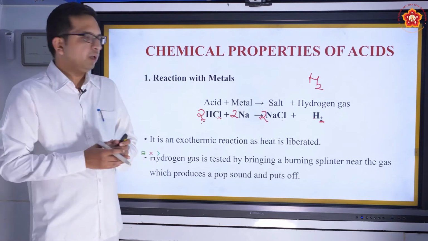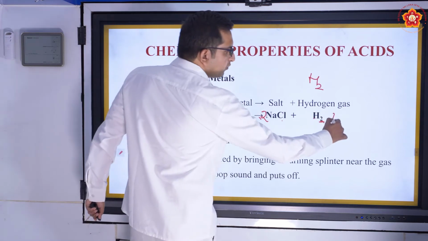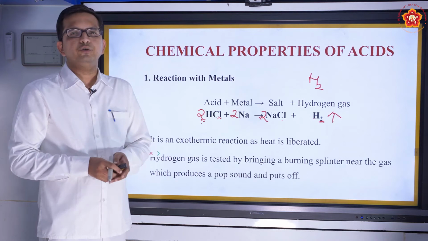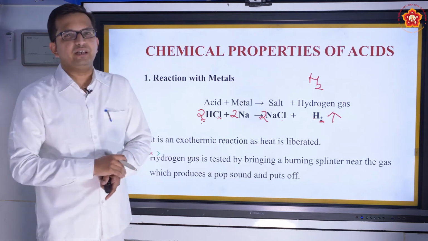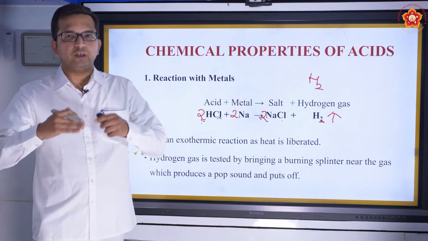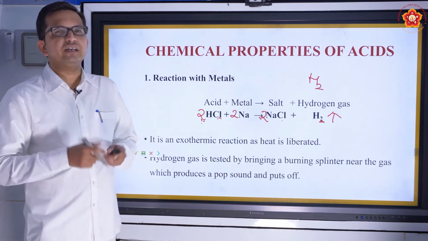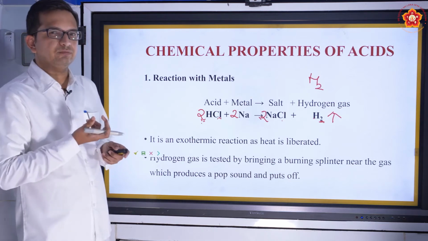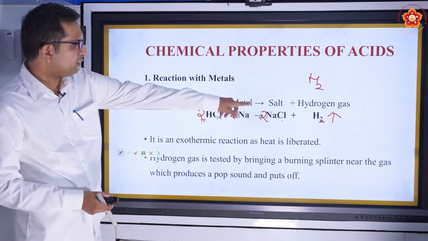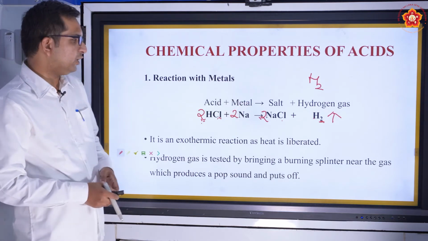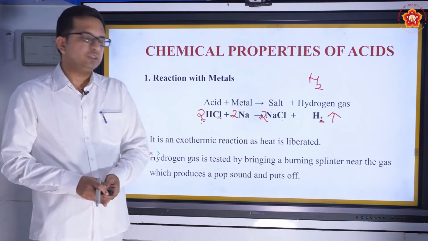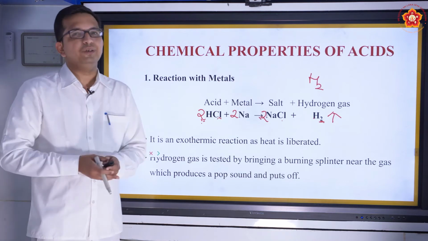Now this hydrogen which is there, it is in the form of gas, so it gets liberated out, and naturally whenever gases are produced, these come under exothermic reactions. What are exothermic reactions? Those reactions which will give out energy. The opposite of that is endothermic, which will actually take energy. Now here this is exothermic because the gas is going out, and this is one interesting study that you have studied about the hydrogen gas, where if you bring it near the burning splinter, you will actually observe a pop sound.